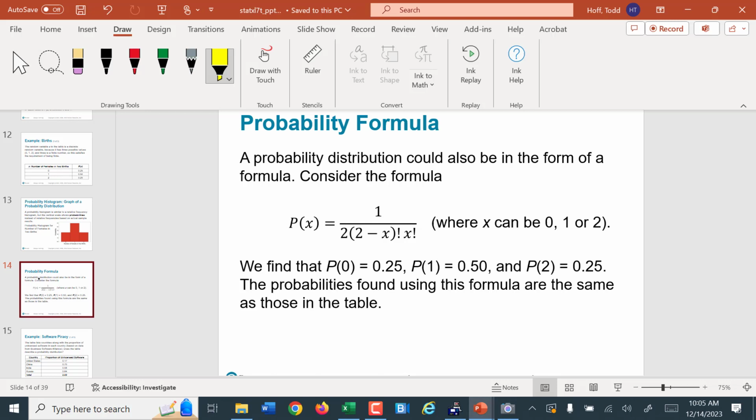And then we could express a probability distribution with a formula. Some of our continuous probability distributions we'll express with formulas. We'll look at some of our discrete ones even later in this unit. We will see some formulas for those distributions. This could be expressed using this formula, could give us the numbers 0.25, 0.50, and 0.125 using this formula here of 1 over 2 times 2 minus x factorial times x factorial.